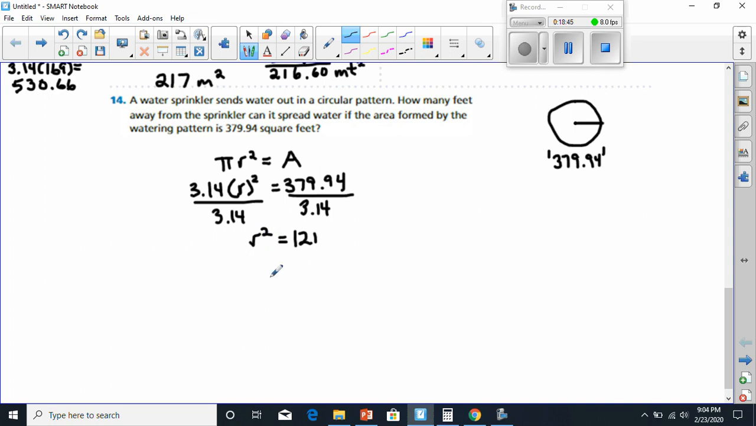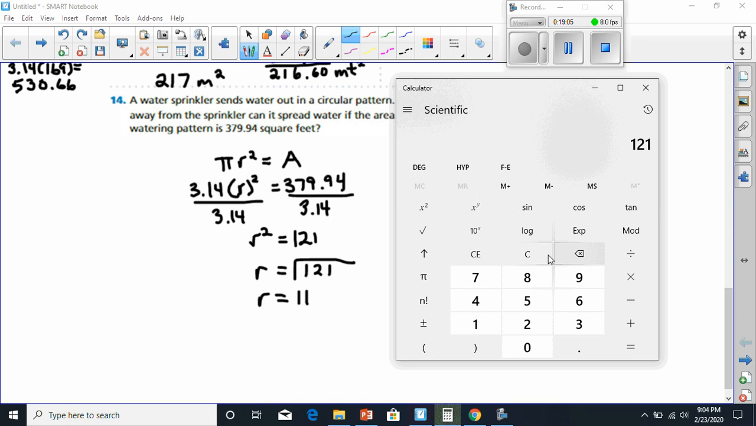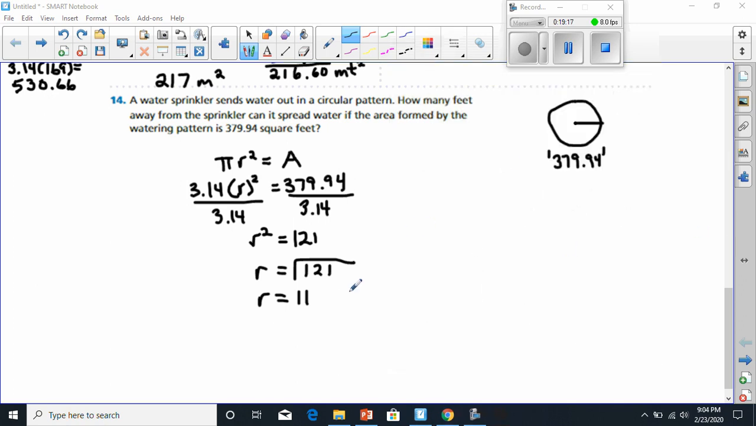Now, to get rid of the square, I have to realize that undoing squaring is taking the square root of the opposite side. So now I have to find the square root of 121. Luckily, I know that that is going to be 11. I will go ahead and check that with my calculator. 121 square root, let's see, square root is 11. Look at that.